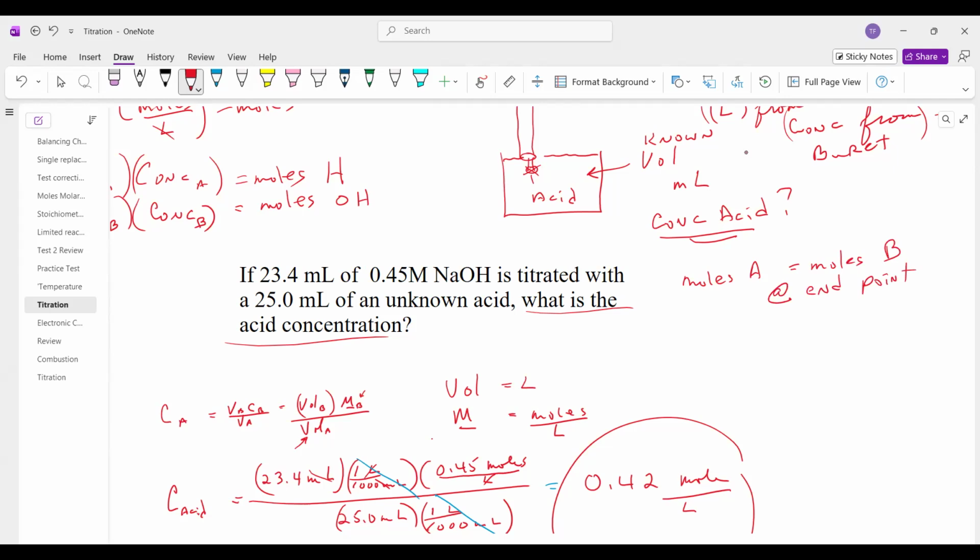So we're going to have in our solution an acid, unknown acid, plus an indicator. The indicator's purpose is to tell us when we have equal amounts of acid, equal amounts of base, when they're equal. That's why it's called an endpoint.